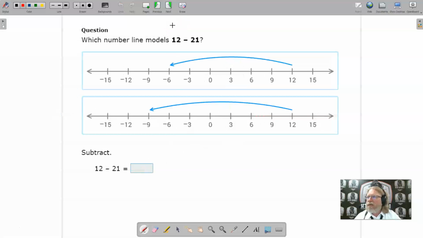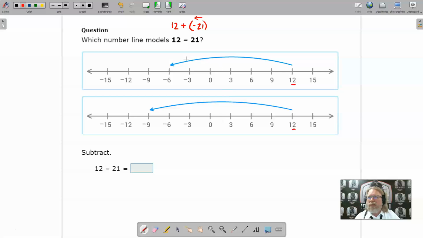All right, so we're starting at 12. We're going to change this over from subtraction to addition. The opposite of 21 is -21. So that means we're going to go to the left, right? Starting at 12. They both start at 12. They both go to the left.